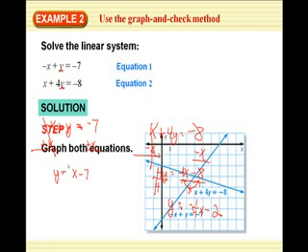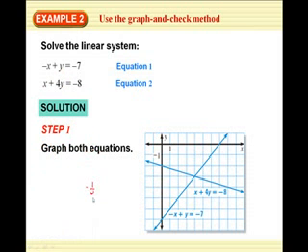Okay, so I'm going to graph negative 1/4 x minus 2 and x minus 7. Let me see if I can remember those. Negative 1/4 x minus 2 and x minus 7. Those are my two graphs.